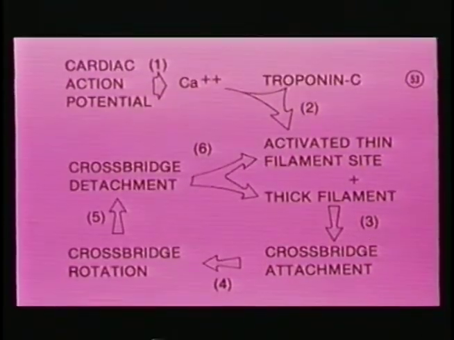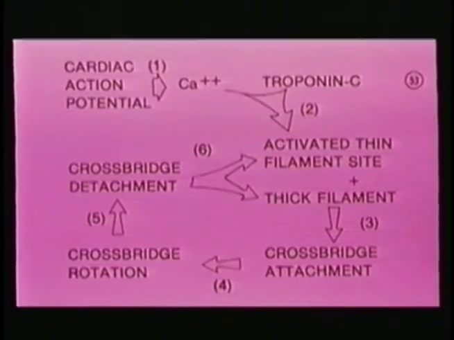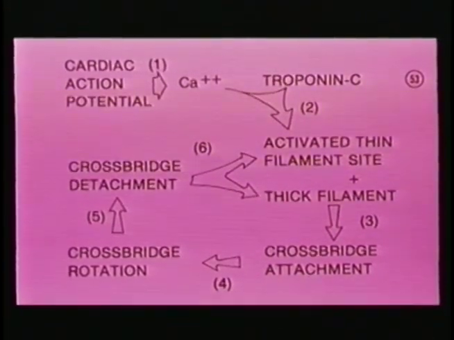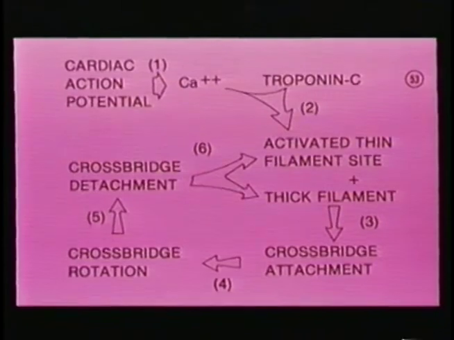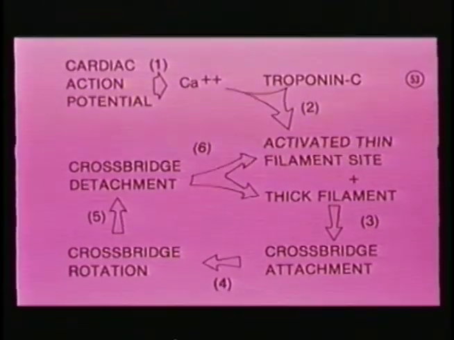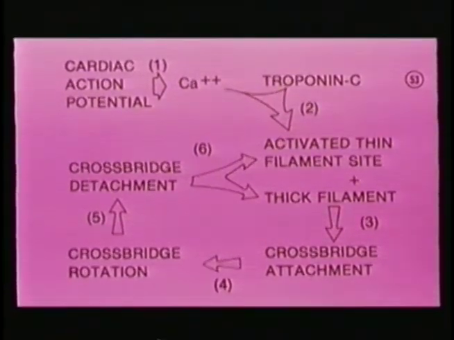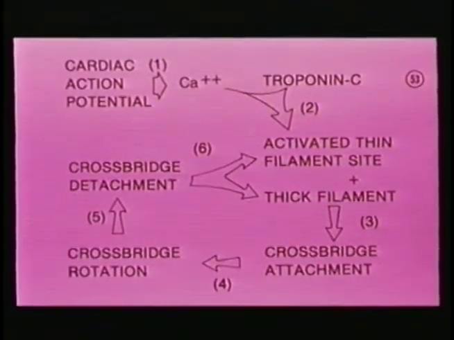Slide 53. Following rotation, the cross bridge detaches from the thin filament, step 5. Cross bridge detachment allows the thick filament to interact with another activated thin filament site. This yields an unattached cross bridge, step 6, which after appropriate activation can attach to a new site on a thin filament. The entire sequence is shown on this slide.